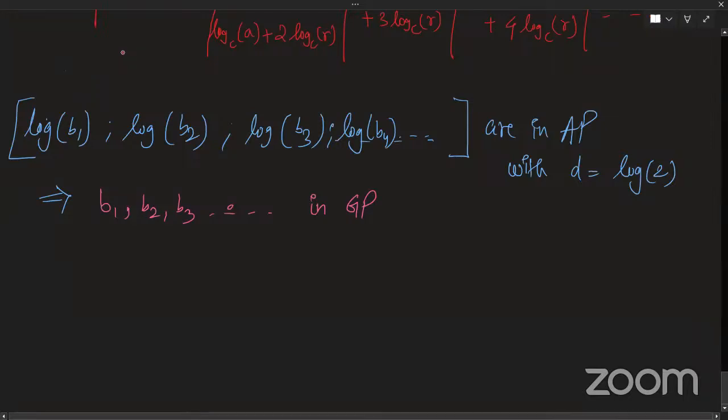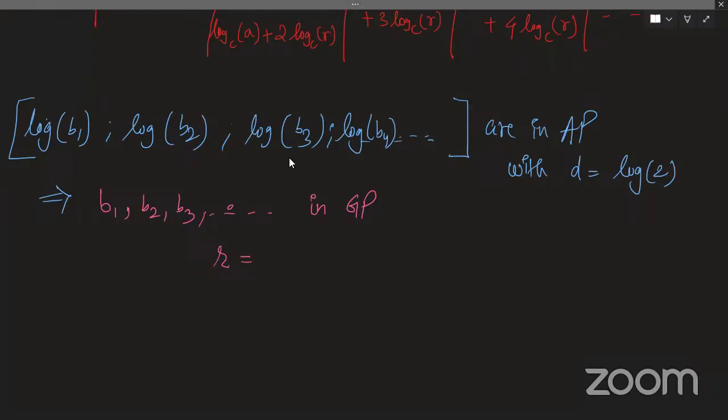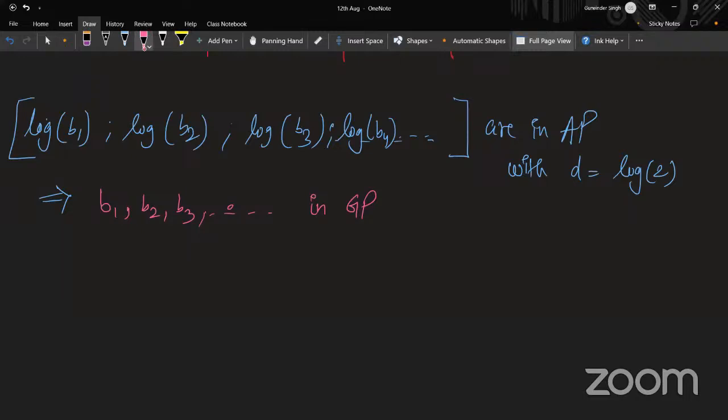And from their GP, can you tell me something about their common ratio also? What is the common ratio of the GP? How much is the common ratio of the GP? Just think again. Sir, 2. So is it 2? Yes, correct. The common ratio is 2. What is your name? Vignesh?